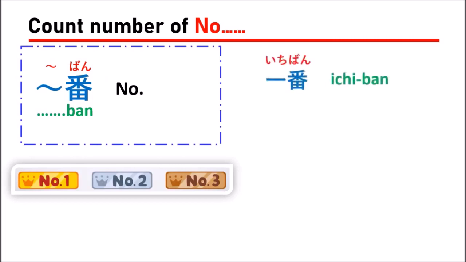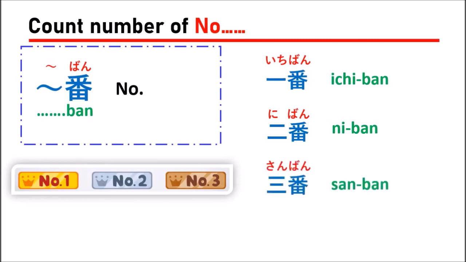For example, ichiban, which means no 1 or number 1. Niban, no 2 or number 2. Samban, which means no 3 or number 3. And now we are going to learn how to count for no in Japanese.